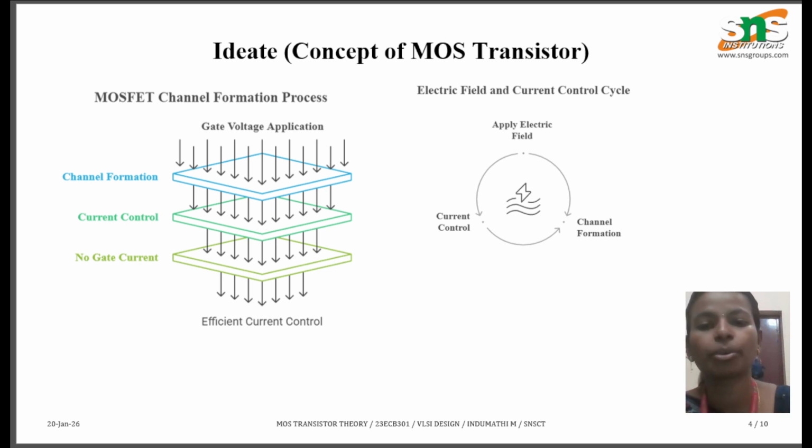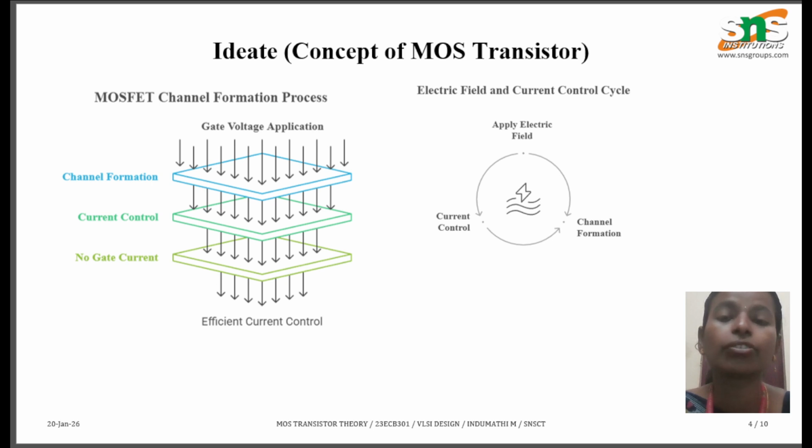Next comes channel formation and threshold voltage. In MOS, we have NMOS and PMOS. In IC fabrication, we always use CMOS. CMOS is a combination of PMOS and NMOS. CMOS is complementary metal oxide semiconductor.